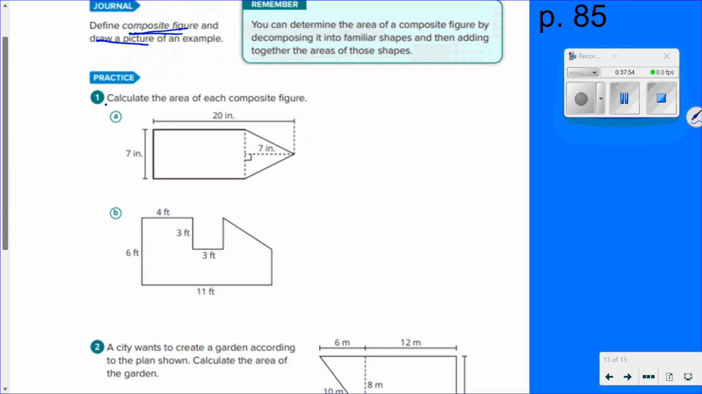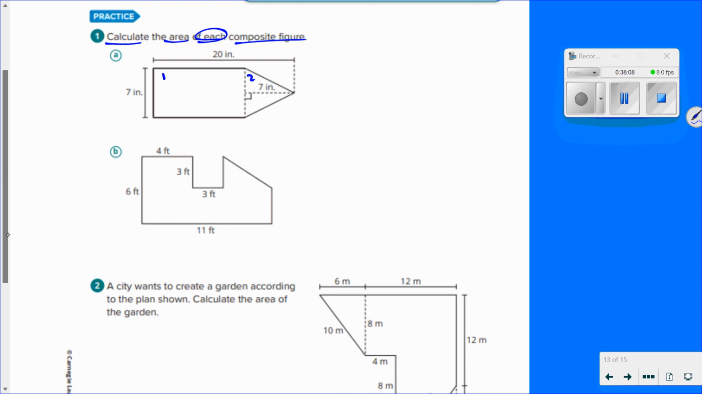Our practice: calculate the area of each composite figure. So they've given you several of them. I'll give you a couple hints. It's on the video. I would break this into a rectangle and a triangle. On part B, you actually have several options on this one. Given the measurements that they've given us, I would probably go with a trapezoid. I would probably go like this: a rectangle and a trapezoid. But there's a couple other ways. If you'd rather work that in a different way, you can as well.